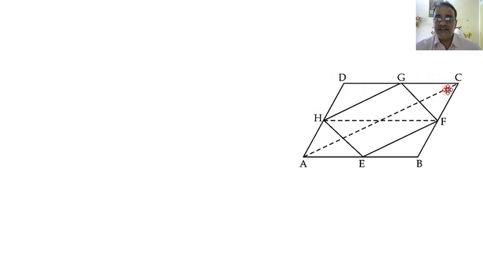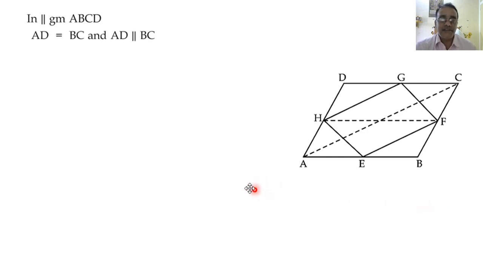or HDCF. First of all, ABCD is a parallelogram, so AD is parallel to BC and AD is equal to BC. Why? Opposite sides of a parallelogram. Right. So opposite sides of a parallelogram. Now AD is equal to BC, we can write half of AD is equal to half of BC.